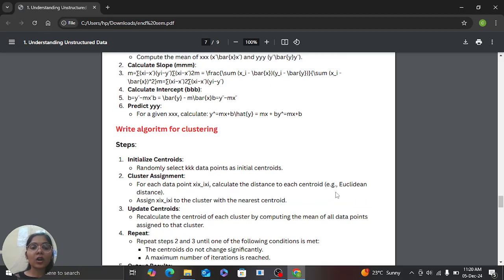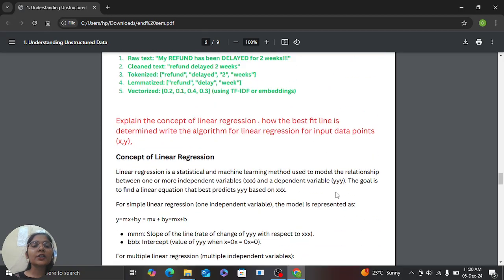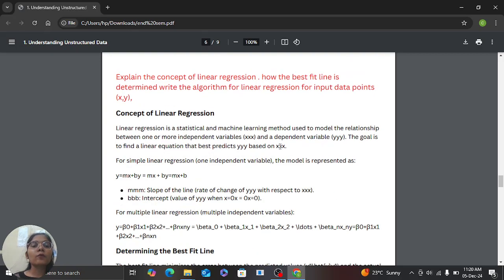So this was all about linear regression and its concept. Basically, linear regression is a type of supervised learning. We also discussed how we can determine the best fit line, and the algorithm for calculating linear regression for our input data points x and y.